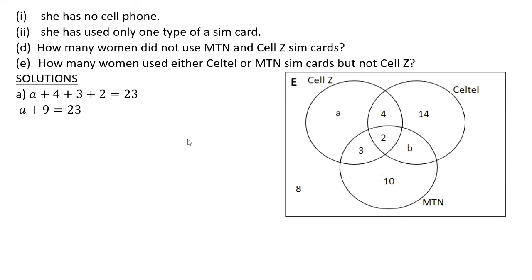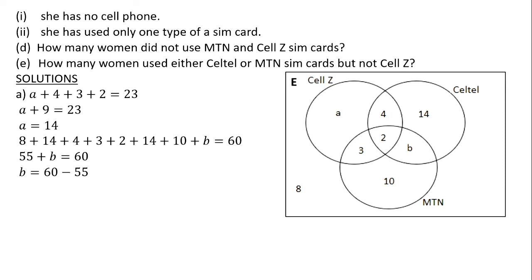So if you add A plus 9, you get 23. Our A is equal to 14. So here where there's A, we'll replace it with 14 to solve for B. We know that there were 60 women in the survey. So if we add everything here, we are supposed to get 60. When we add everything, we get our B, which is equal to 5. Therefore, our A is equal to 14 and our B is equal to 5.